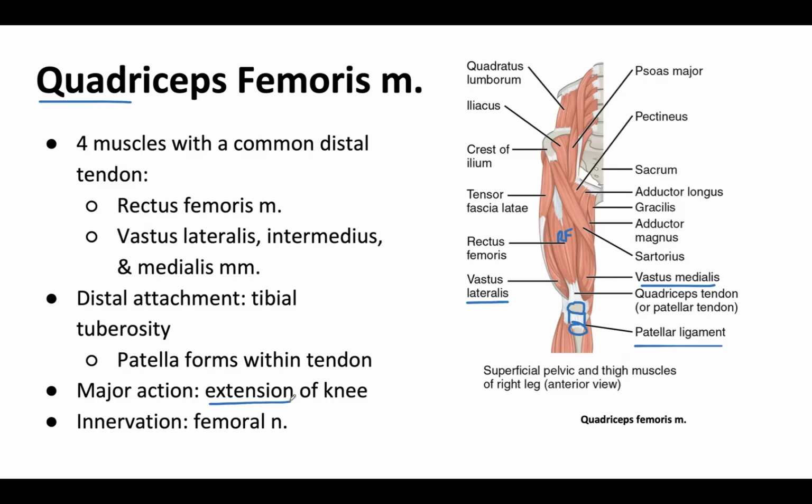Obviously, we need to extend the knee to stand upright, but think of the more powerful movements of standing up from sitting down or jumping. These are actually very powerful muscles, and you can likely tell that from their size. These muscles are innervated by the femoral nerve, like most muscles of the anterior compartment of the thigh.